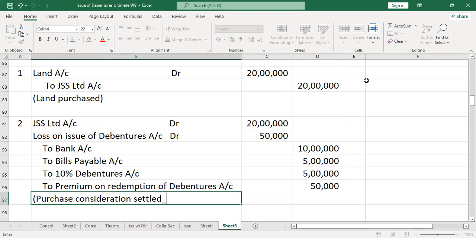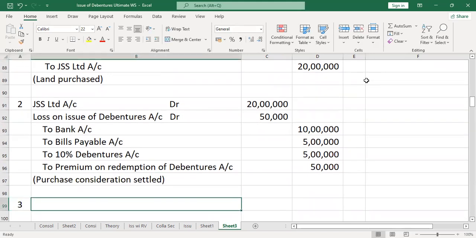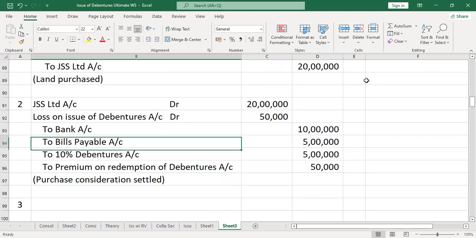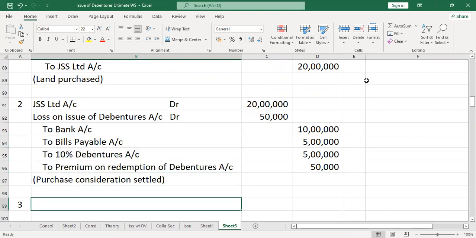Okay, purchase consideration settled. There's one more thing that I want to teach you, my dear children. The problem is not over yet. Whenever there is loss on issue of debentures, you got to transfer it to either securities premium account, or you got to transfer it to statement of profit and loss account, right? So in this case, we don't have any securities premium, and the question also does not say that it has any securities premium, and therefore we're going to transfer it to statement of profit and loss account.